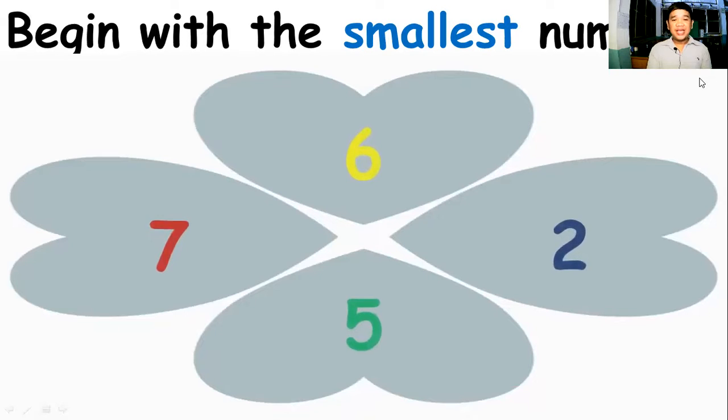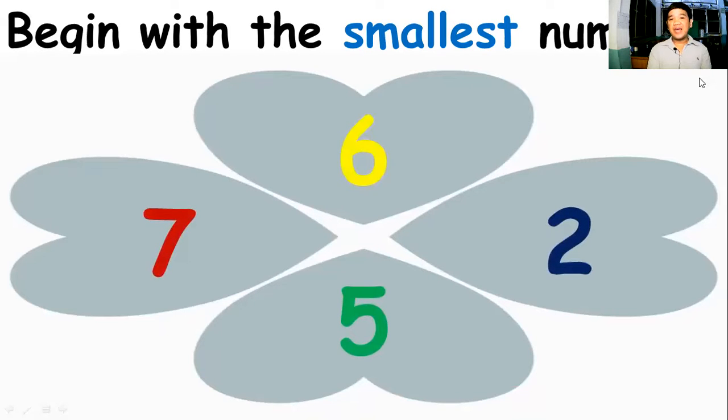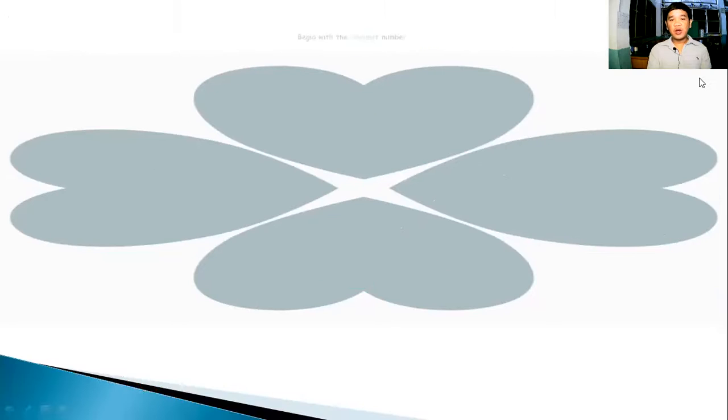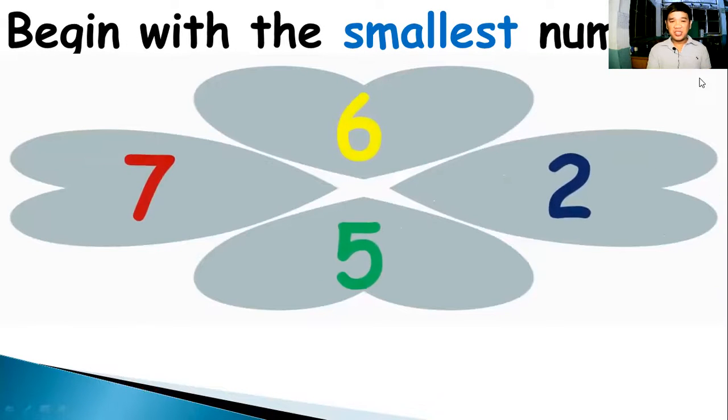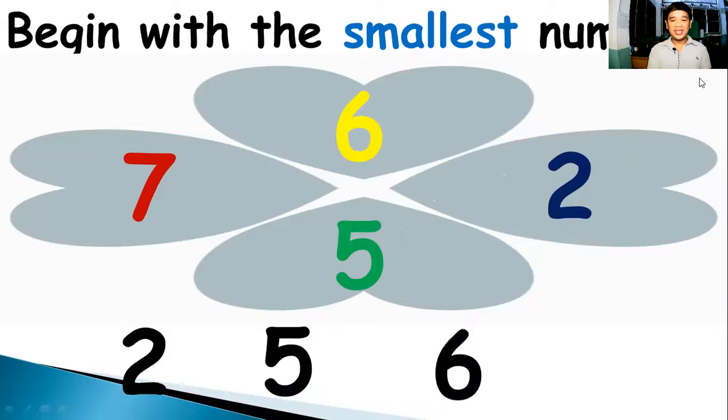So we have 6, 7, 5, and 2. So let us begin with the smallest number. So who is the smallest number? It's 2. And after 2 is 5. And after 5 is 6. And the greatest is 7.